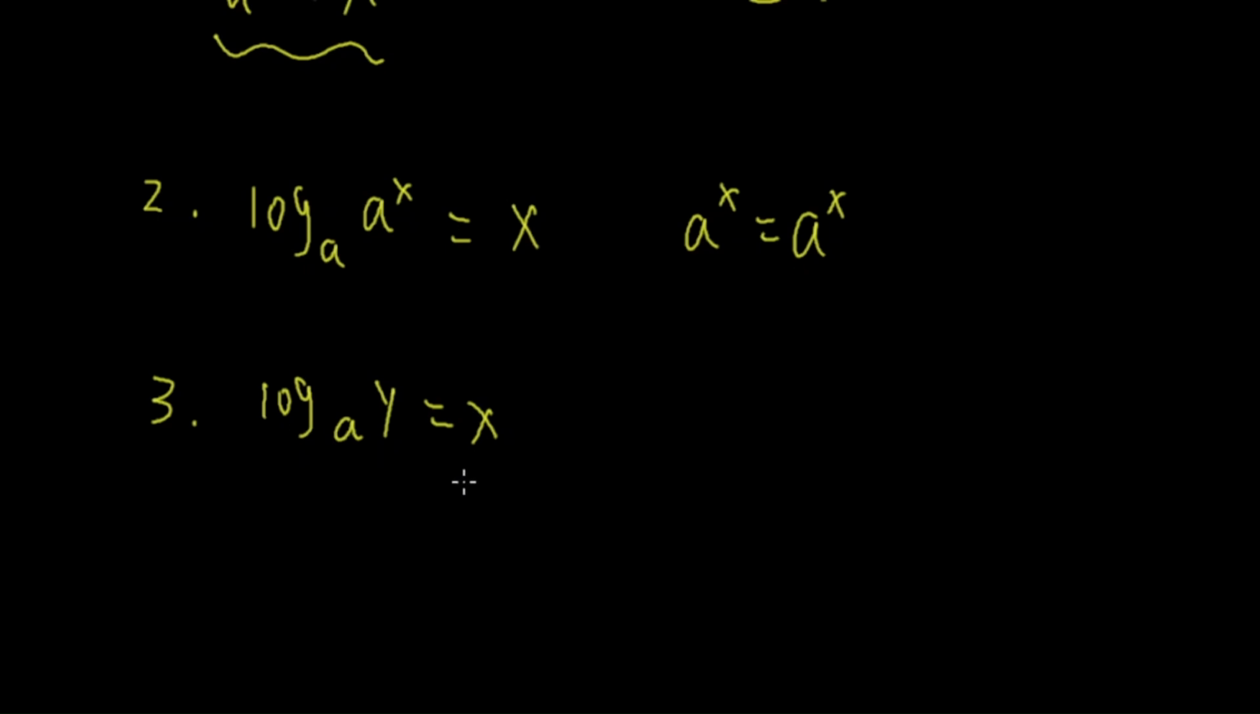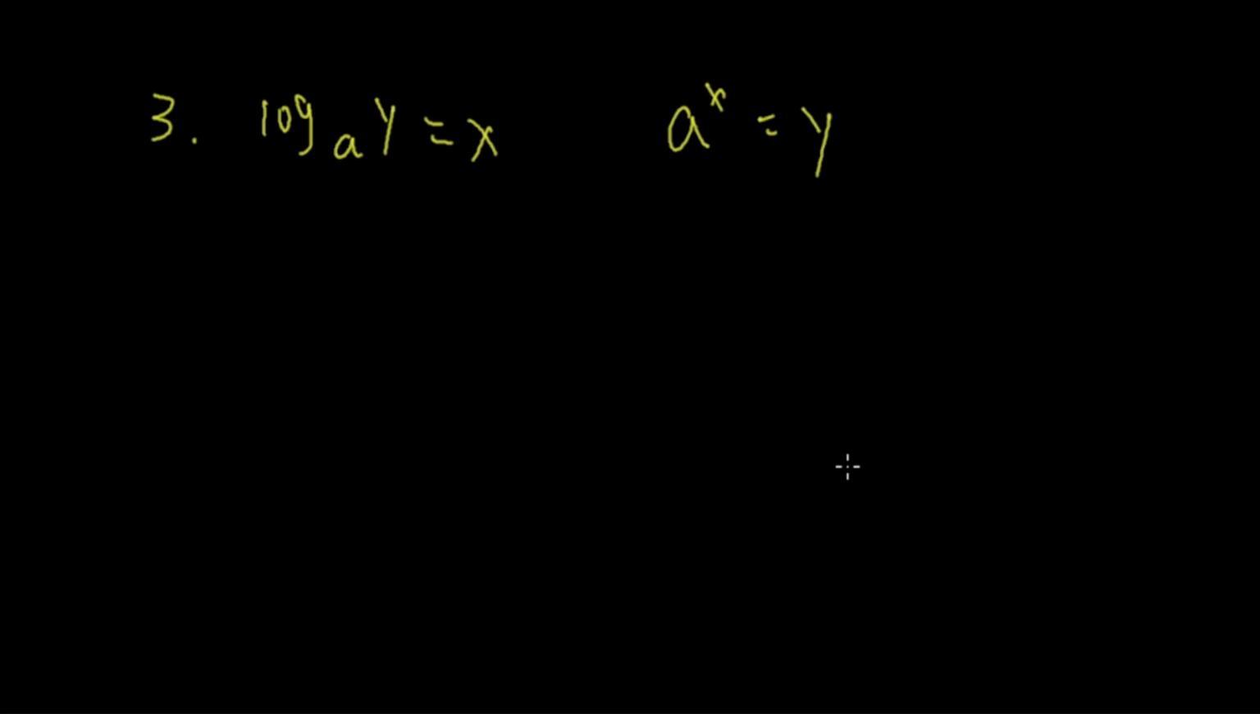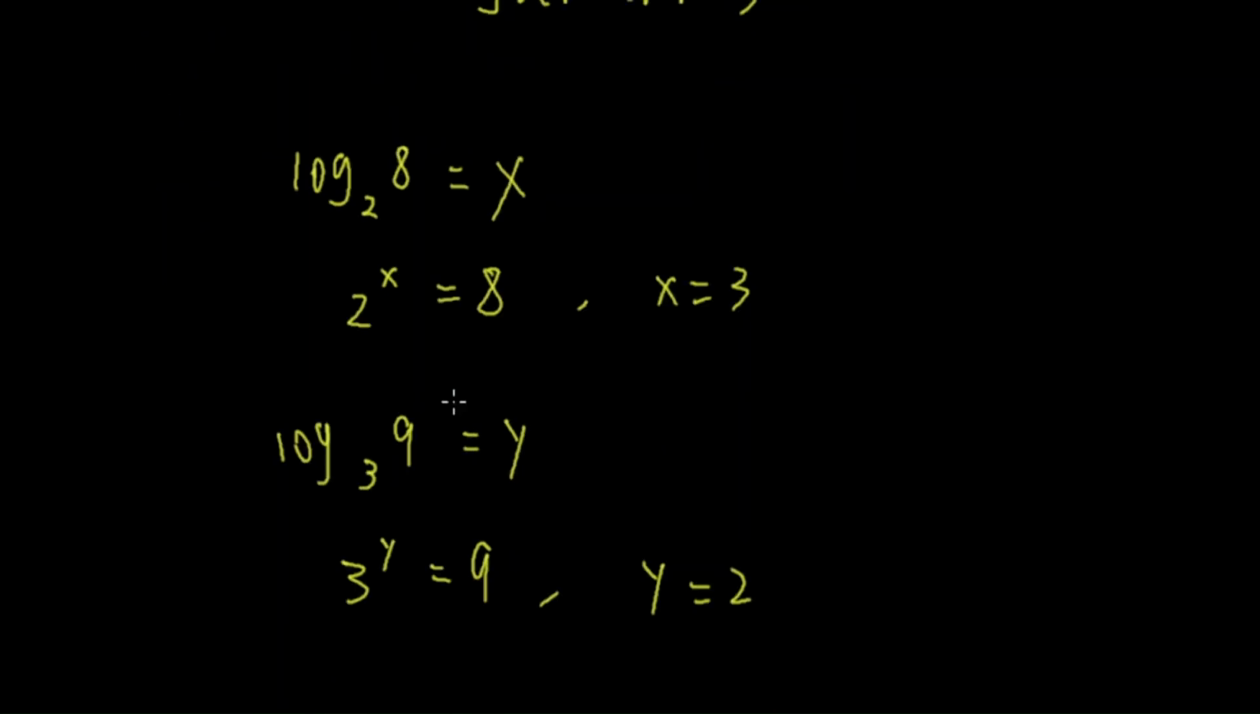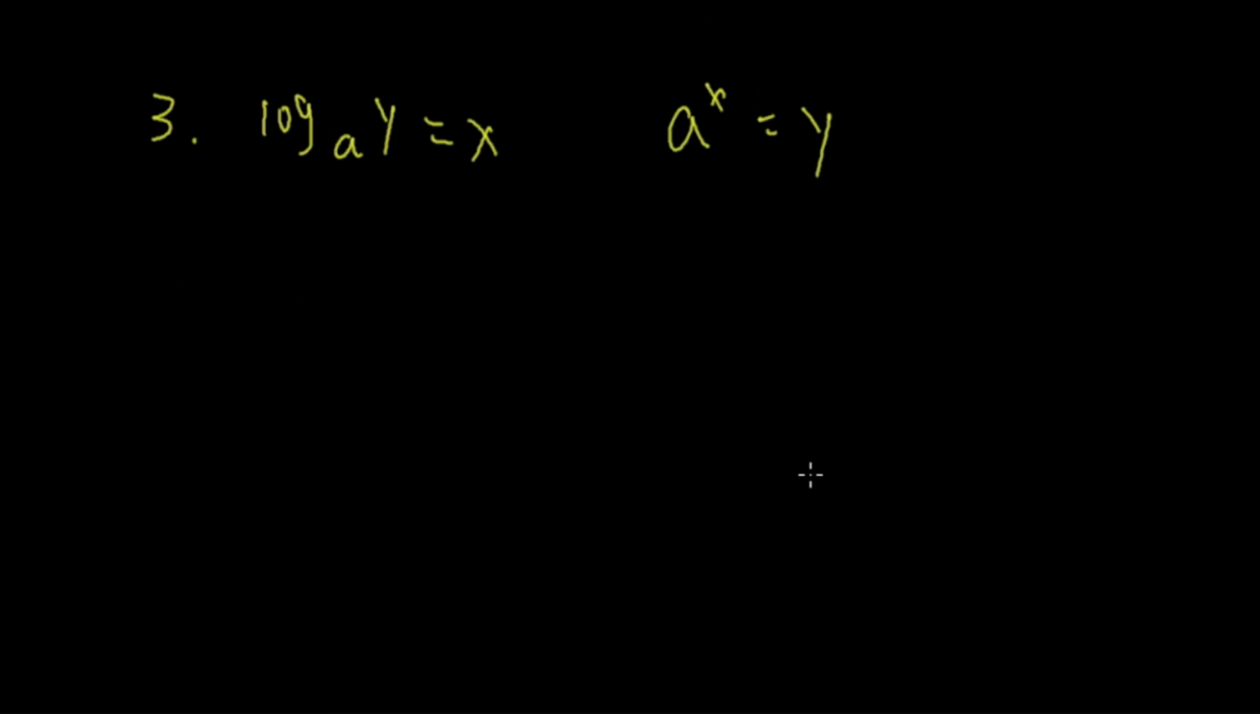Okay, in this case, what does that say? That really says that a to the x is equal to y, according to this. What we did here. Okay, the fourth property.